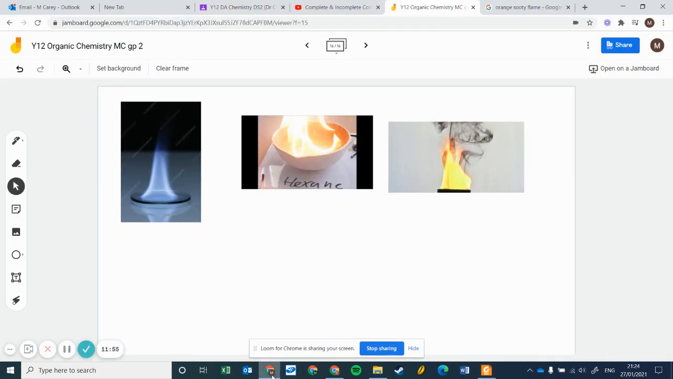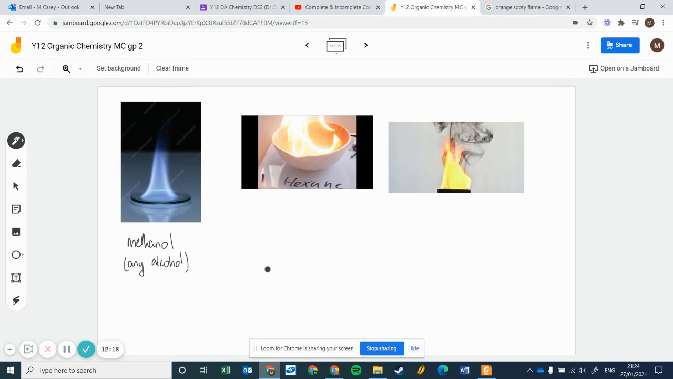I've got some pictures from the interweb. Right, so this is methanol. It burns with a blue flame, right? Ethanol, so we'll pretend that any alcohol will do that. Right, it's a blue flame, and you can see it there.